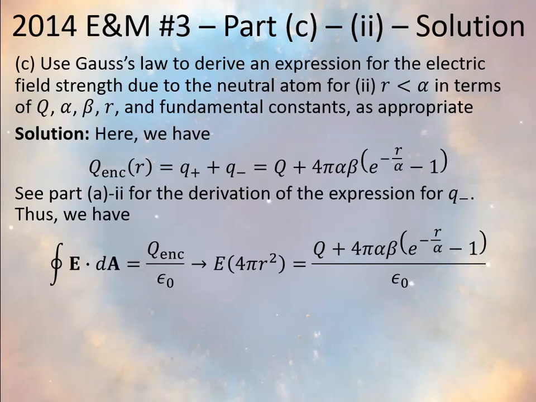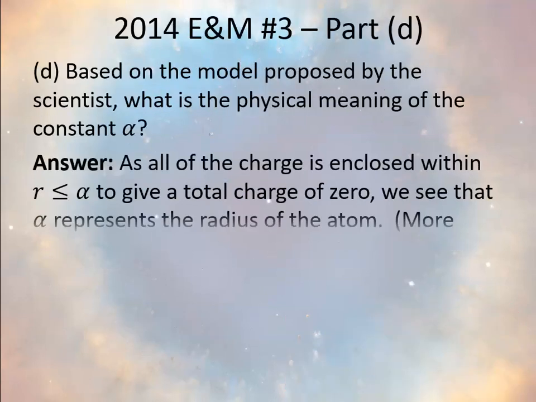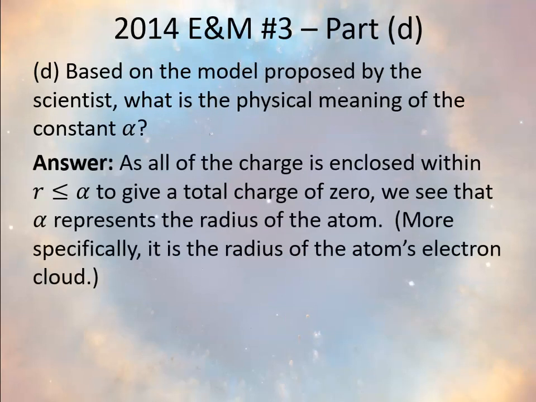So if you screwed up the integration, that's okay, you just lost 1 point. They gave 1 point for indicating the plus Q present right here when substituting for the enclosed charge, and they gave 1 point for correct substitution for the surface area of a sphere, that 4 pi r squared. They actually did not give a point for the final answer. Part D, they gave 1 point for correctly stating or implying that alpha is the radius of the atom or the radius of the electron cloud.